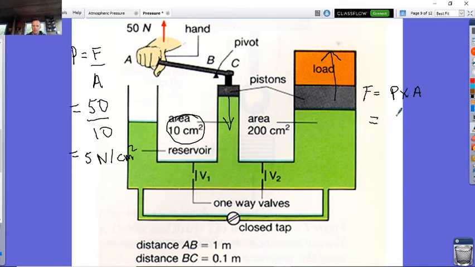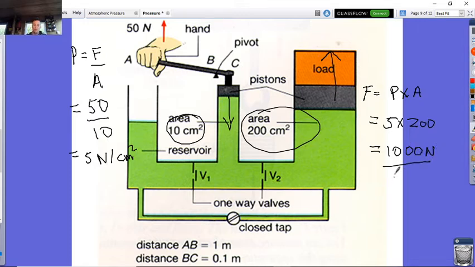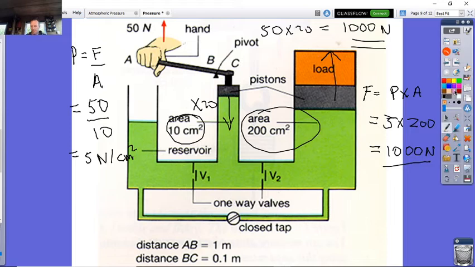Therefore, now the pressure is going to be 5 multiplied by the area, but our area now is going to be 200 from here. Therefore, multiplying the two together is now going to be 1,000 newtons. You can see now the force is a lot bigger. But you can also see, isn't the area going to be 20 times bigger, 10 to 200? Therefore, isn't it simply taking 50 multiplied by 20, which again equals 1,000 newtons? That's the proper way to do it using a formula, but it's a quick way of looking at it and seeing it as a force multiplier.